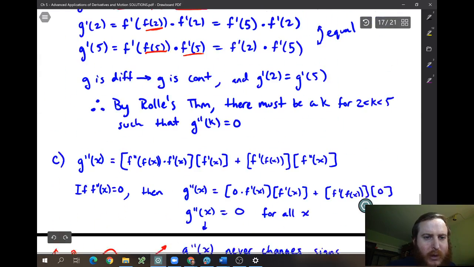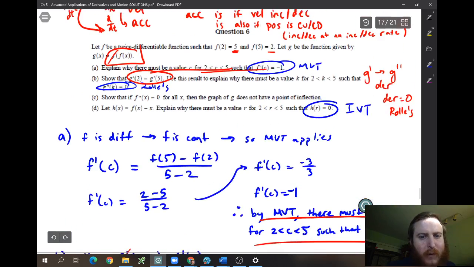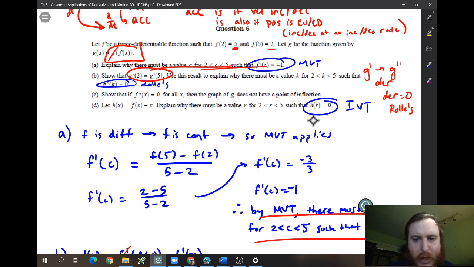Okay, and then the last one I think is totally something we should get all the points on, and that's explain why there must be. So we're thinking IVT, MVT, or Rolle's. We already did MVT and Rolle's, so we're probably thinking IVT. But then when we see just h of r, that confirms, yes, it's IVT. It's not h prime, it's just h. So they gave us this formula. So just like we did before, we want to do h of 2 and h of 5.